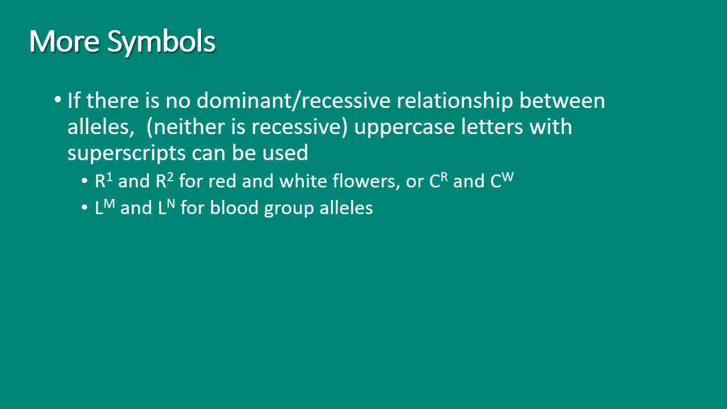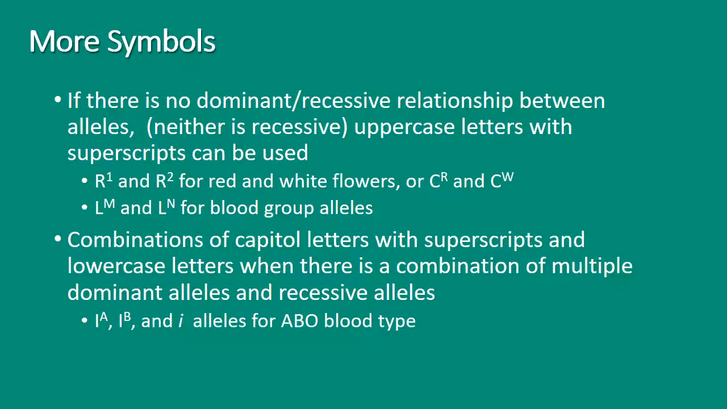Now, in some cases, there are 2 alleles where there is no dominant or recessive condition, and we'll talk about those in a few minutes. So sometimes you'll have 2 uppercase letters and then some kind of superscript to differentiate between the 2 alleles. Sometimes you have situations with dominant and recessive alleles, and multiple dominant alleles. In that case, you might do a mixture of both, with uppercase letters for the dominant and lowercase letters for the recessive, and then superscripts to differentiate between the dominant alleles.